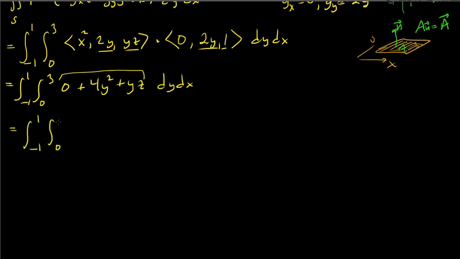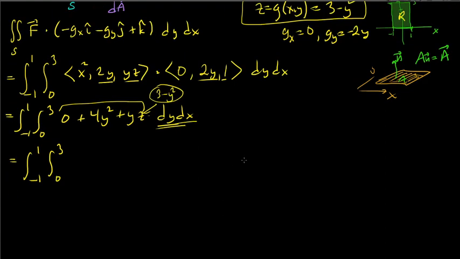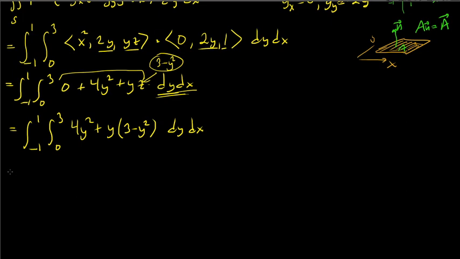But hang on, the integral is with respect to y and x. There's no z there, so we can't just leave the z as it is. What was z? z was the surface, defined this way. So we have to substitute for z, 3 minus y squared. So it's going to be 4y squared, that part's okay, plus y times z, where z is 3 minus y squared. Now we can do the integral. Now there's no problem here.